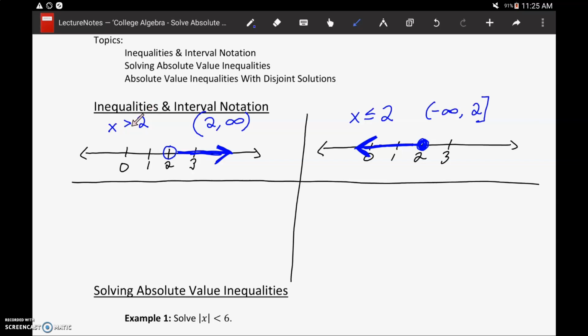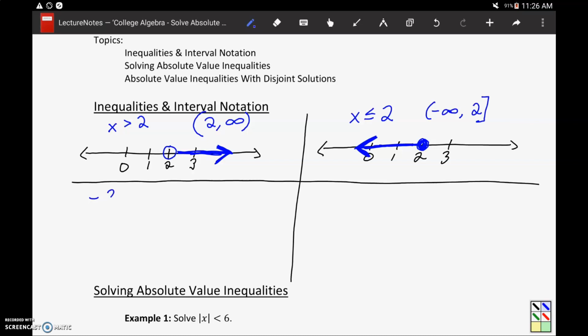So if we have a strict inequality, we want an open circle and a rounded parenthesis. If we have that or equal to as part of our inequality statement, then we want a filled in circle and a square bracket. Anytime we have an infinity sign, whether it's negative or positive, we always want that rounded parenthesis.